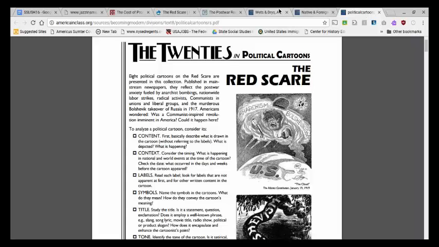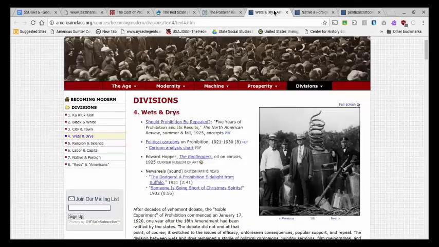Another of these themed units from this website is Wets and Dries, and this deals with the issue of prohibition. Again, you have political cartoons and an analysis sheet. You have a lesson plan, should prohibition be repealed. But one of the neat things are the newsreels that are included in this lesson.